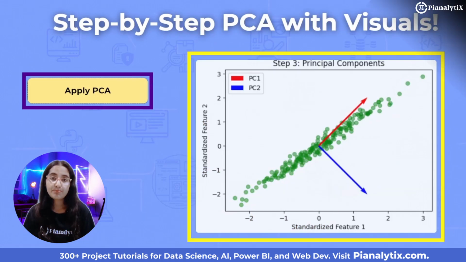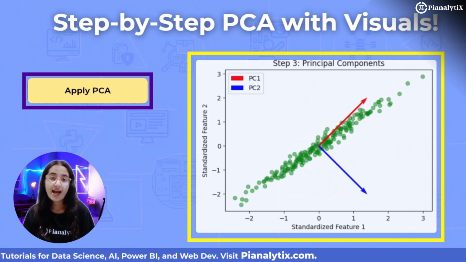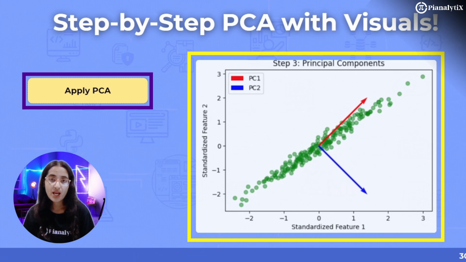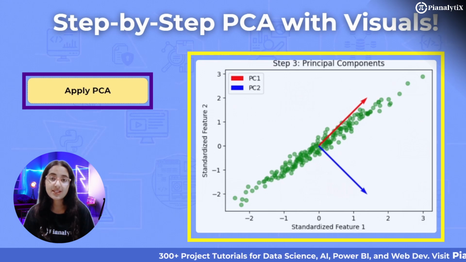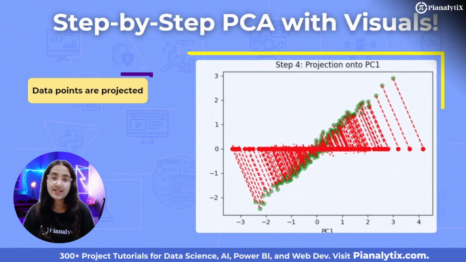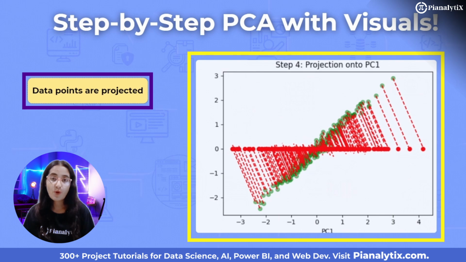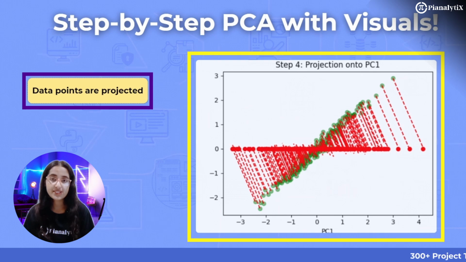Now, let's apply PCA. After PCA is fitted, we can visualize the two principal components PC1 and PC2 as vectors overlaid on the data. PC1 represents the direction where the data varies the most, while PC2 is perpendicular to it, capturing the second most variance. In the next step, the data points are projected onto the first principal component, that is PC1. You can see the projection lines showing how the original 2D points are transformed onto a 1D axis along PC1.